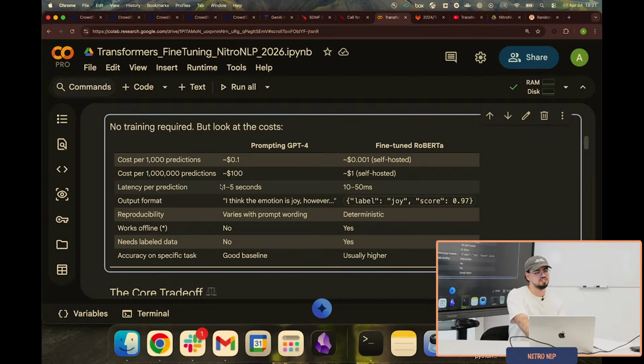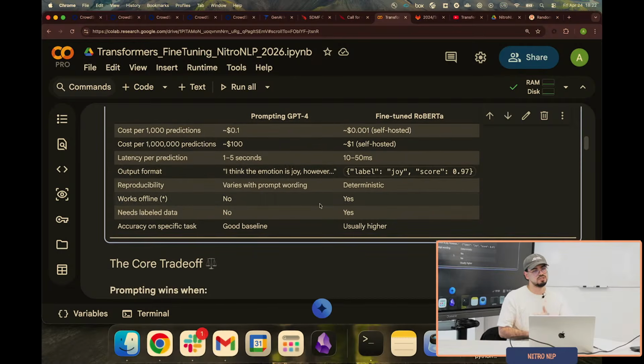GPT-4 is not deterministic, so it doesn't really give us the same output every time. It could hallucinate a bit. It could say, I think the emotion is joy. Maybe if you prompt it 100 times, it will say something different. And it varies with prompt wording. If you change the prompt a bit, the results may vary. So it's not deterministic at all. Works offline? No. It may work offline if we have a local LLM, but again, it's quite heavy.